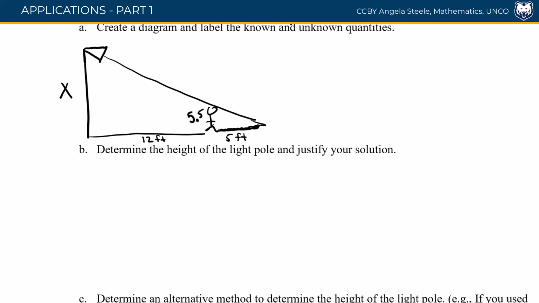So now for part B, we want to determine the height of the light pole and then justify our solution. There's actually two different ways that we can solve this problem. Typically what I do in class is I ask the students just to try this on their own and see which solution they come up with. So I'm going to encourage you to do the same thing. Go ahead and pause the video and try to come up with a way to solve this problem.